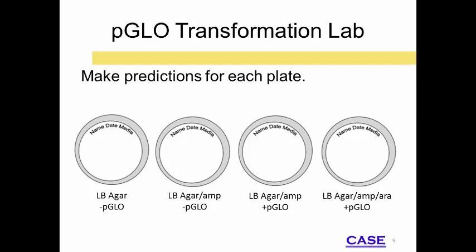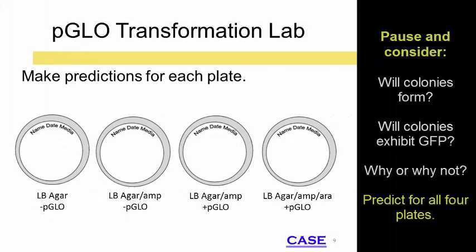Before you move on, take a moment to predict what will happen in each plate if bacterial transformation has taken place. Will bacterial colonies form? Will the colonies exhibit GFP? Pause the video to record predictions for all 4 plates in your notes. Include notes regarding why you believe each outcome will happen. Resume the video to compare your predictions with those of experts.